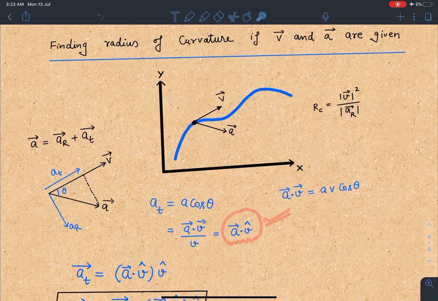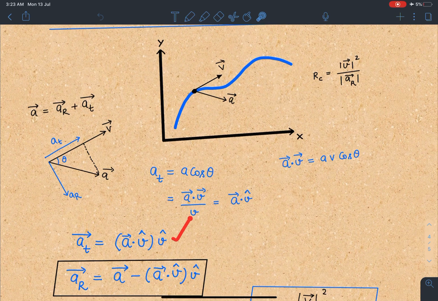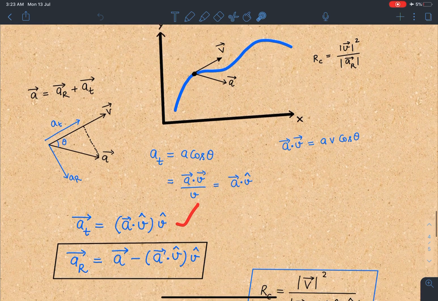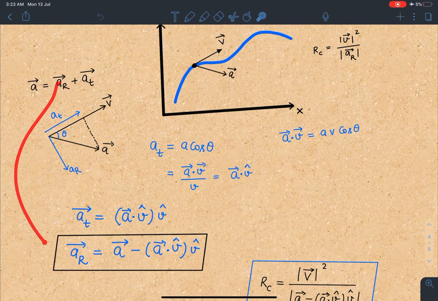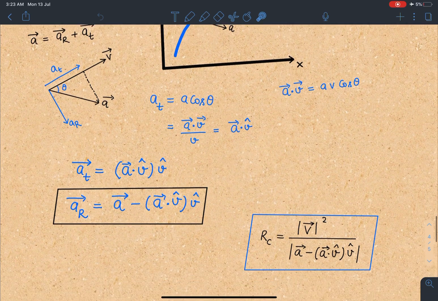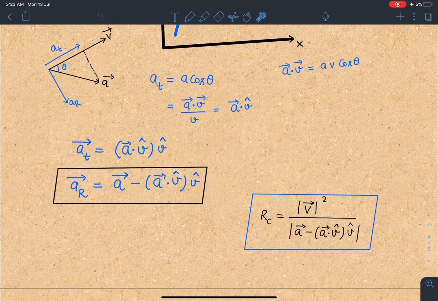This is the projection vector concept you would have studied in your maths class. Okay, so now this is the magnitude. If I multiply this with the unit vector along v cap, I am going to get this vector, the tangential acceleration. Also I am going to get this AR value, that is total acceleration minus the AT value we have calculated here. So once you know this AR, you have the value of V also. So we can write the radius of curvature as vector V whole square divided by a radial, which is total acceleration minus tangential acceleration.